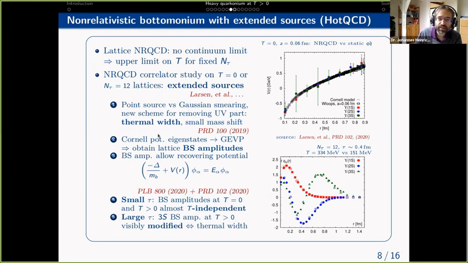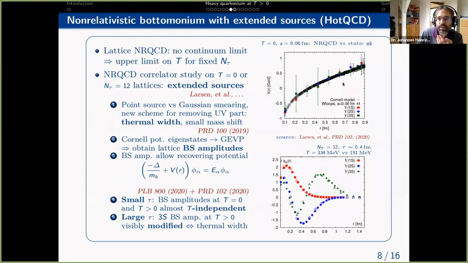Then the authors extended this work. They started to use operators that were modeled after Cornell potential eigenstates. Then they used the so-called generalized eigenvalue problem to optimize by linear combinations the overlap with the real eigenstates of the QCD problem, and obtained lattice Bethe-Salpeter amplitudes. Once you have these Bethe-Salpeter amplitudes for at least two different states, in this case the Upsilon 1S, 2S, and 3S, you can feed these into a Schrödinger equation and determine the pole mass and the potential, because you know these amplitudes and you know the energies.